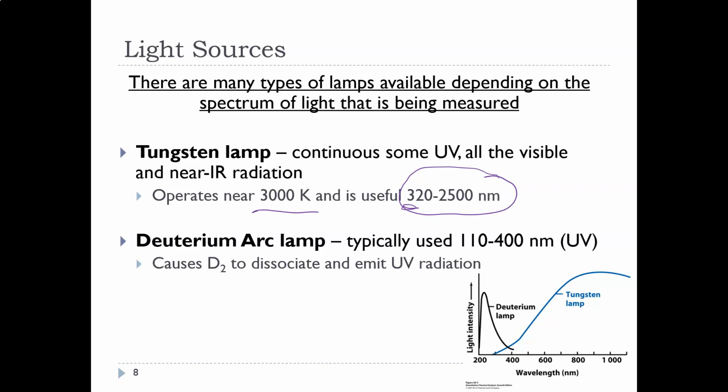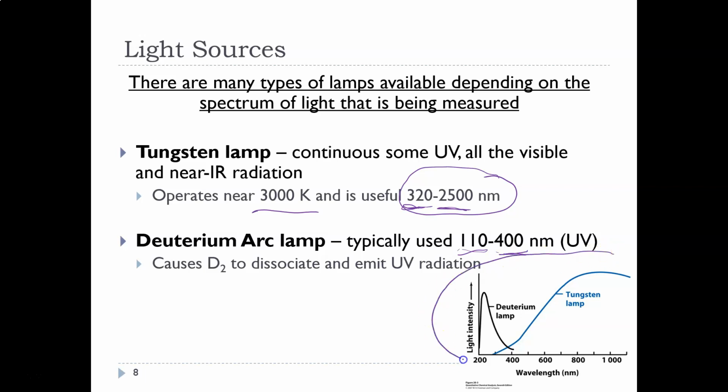A deuterium lamp, which goes from 110 nanometers to 400 nanometers, and then a tungsten lamp, which goes from 320 nanometers to 2500 nanometers. Depending on the wavelength that you selected for the instrument to run, it would turn on one of these lamps, or it might turn on one of them and then switch to the other, depending on what's going on.